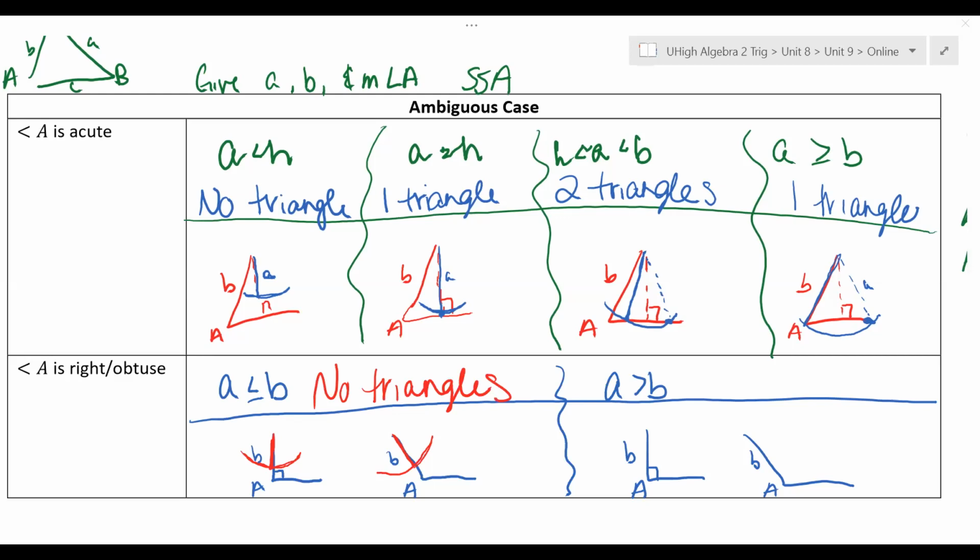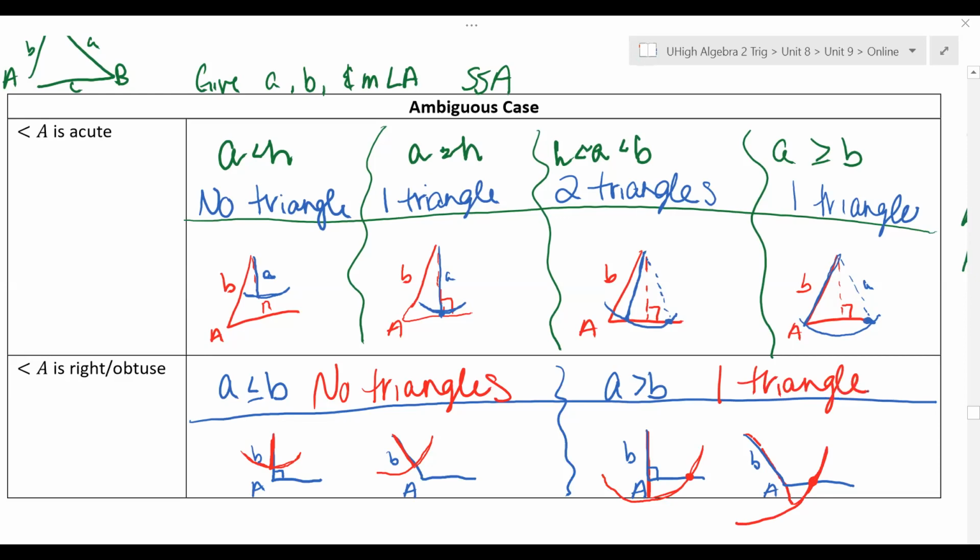Now, if A is greater than B, so I have this A side length and it just has to be greater than B, I'm looking at how this swings around. Well, it's going to intersect with that third line at one point here. What happens on this one? I have something longer. How does this swing around? Again, it intersects at one point. So when A is greater than B, then we can only create one triangle.